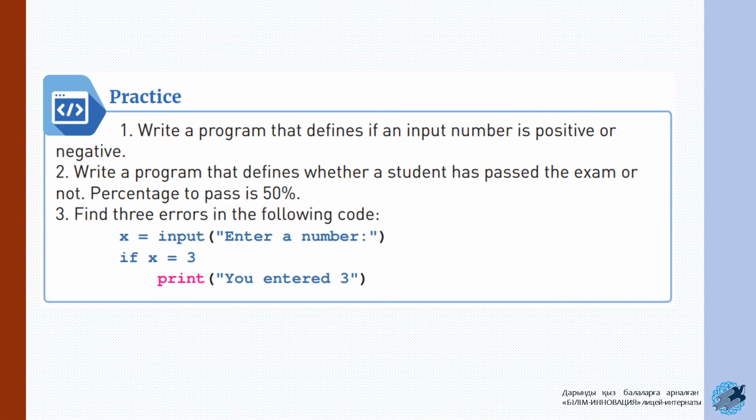Then conditional statement: if x = 3. Here we are comparing two numbers. That's why we should use two equal signs. It's the second error. And after the conditional statement, we should use a colon. It will be the third error. So we have found 3 errors of this code.